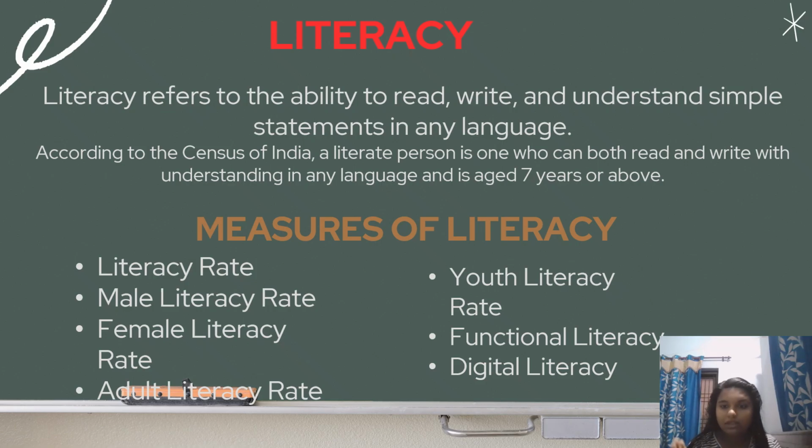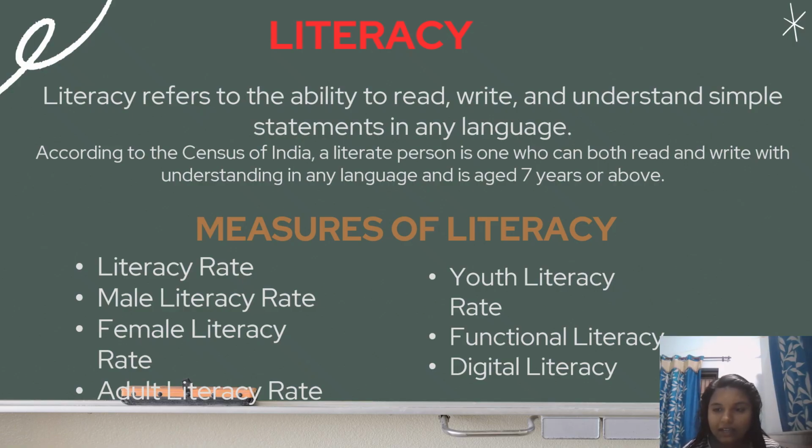A person aged above 7 who can read and write and understand the language is literate in that language. Then, measures of literacy. There are 7 measures of literacy. First is literacy rate, male literacy rate and female literacy rate. Then adult literacy rate, youth literacy rate, functional literacy, and digital literacy. Those are the 7 measures of literacy.